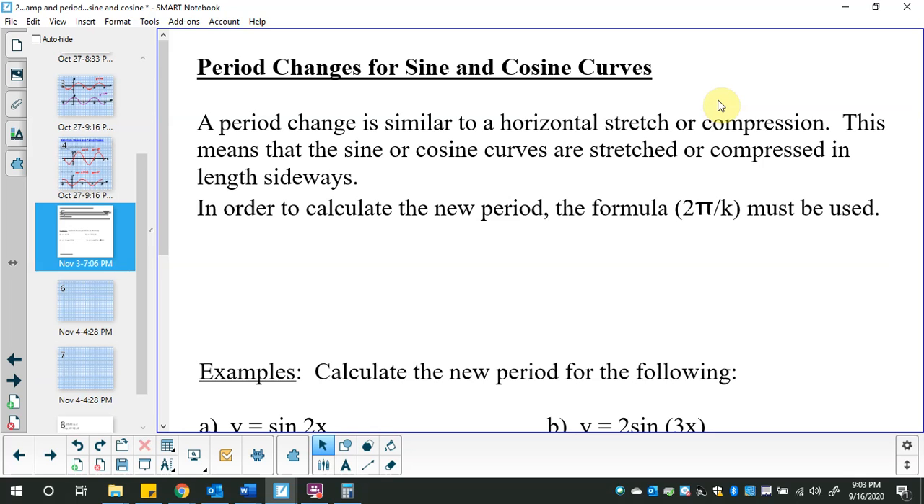This means that we are going to take our 12 boxes. If you're using my system, we're going to take our 12 boxes, or whatever you choose to use for pi, and you are going to make it stay at 12 if there's no period change, or reduce to something less than 12, or you may be asked to stretch it to greater than 12.